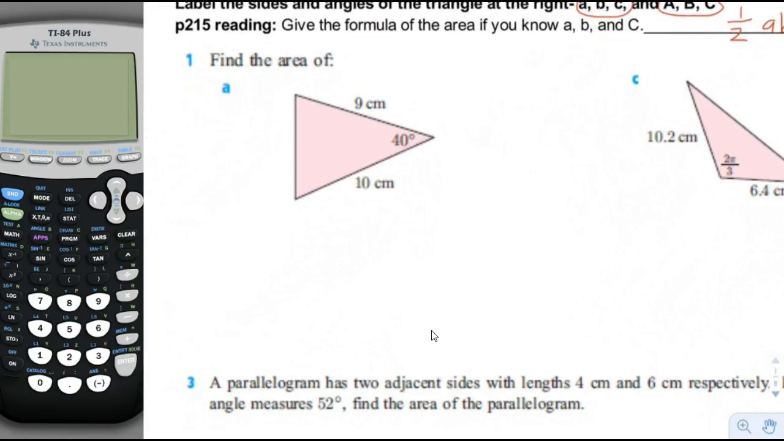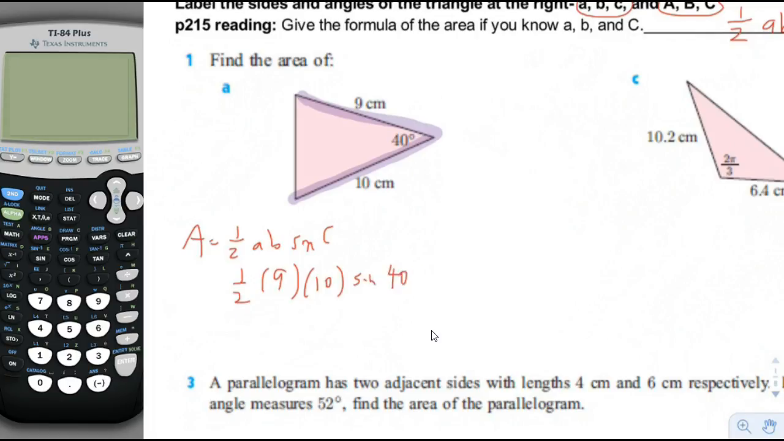Find the area of, and they give us an angle 40 degrees, and it's the included angle between two known sides. So we could use the formula here. The area is equal to 1/2 small a small b times the sine of capital C. So ab would be 9 times 10, and sine C would be the sine of 40 degrees. Okay, so to do this, you need to put your calculator into degrees mode, because we're going to do 40 degrees.